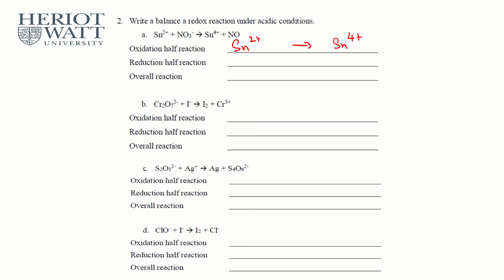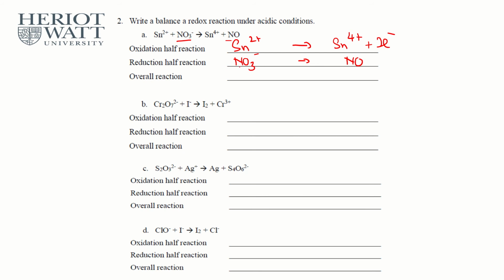So remember that we add electrons to balance charge. So in this case, we add 2 electrons here, so both sides have 4 positive charge. That's the balanced half equation for oxidation. All right. So reduction will be NO3- to NO. NO3- to NO. All right.